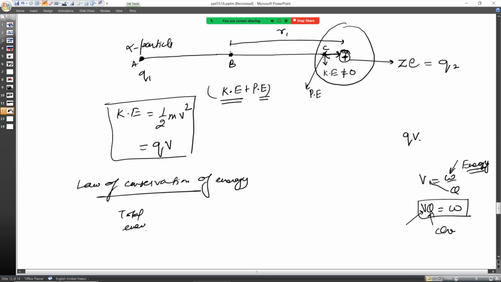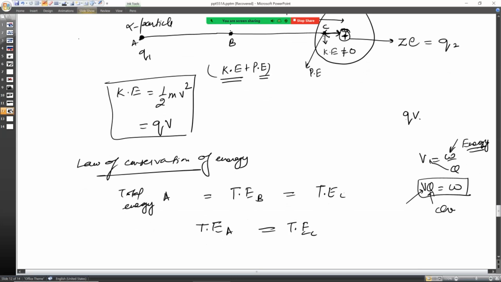Total energy at every point. At every point means we can say that total energy at point A will be equal to total energy at point B, which will be equal to total energy at point C. Okay, got it? Similarly, we can say that total energy at point A will be equal to total energy at point C. Got it?